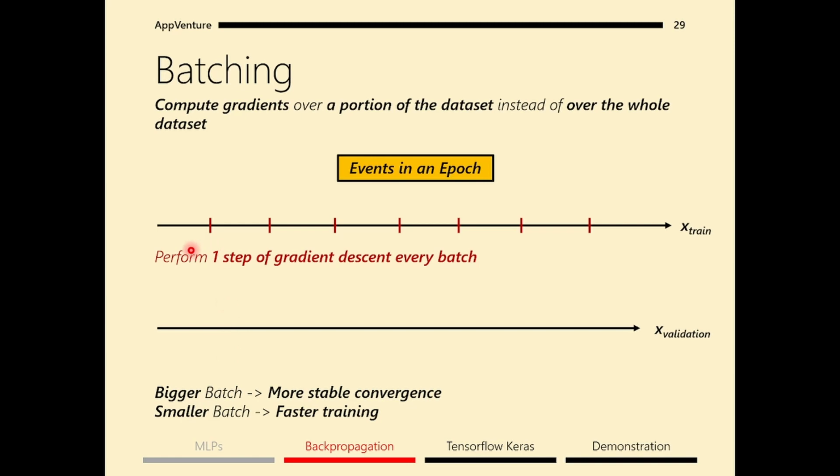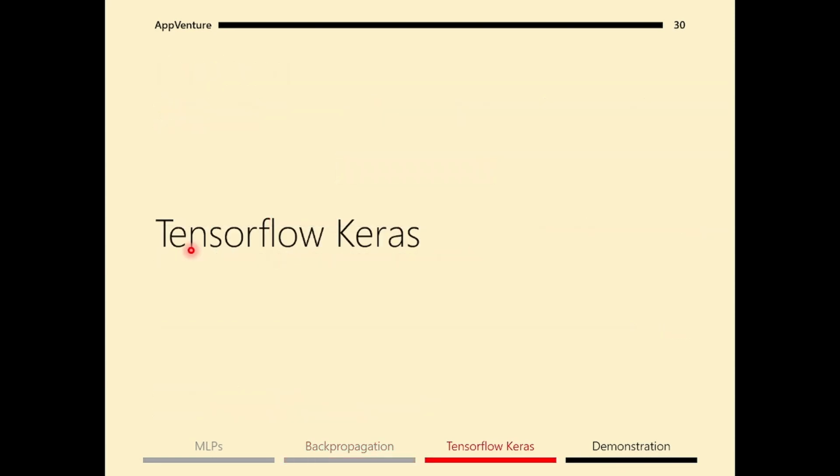And so the gradient descent will be more directed, in a sense. Whereas if you use a smaller batch, the training will be a lot faster because you can perform more gradient descent steps in one epoch. Okay, before I move on, are there any questions?